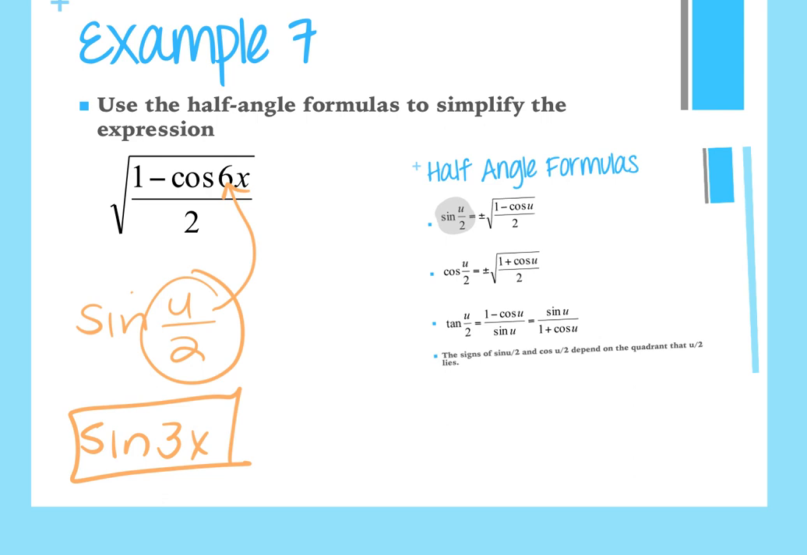And you can always kind of work backwards. Like if you had multiple choice, you could always see if it said sine of 3x, I would double it to get u. So it would be cosine of 6x, that kind of thing.